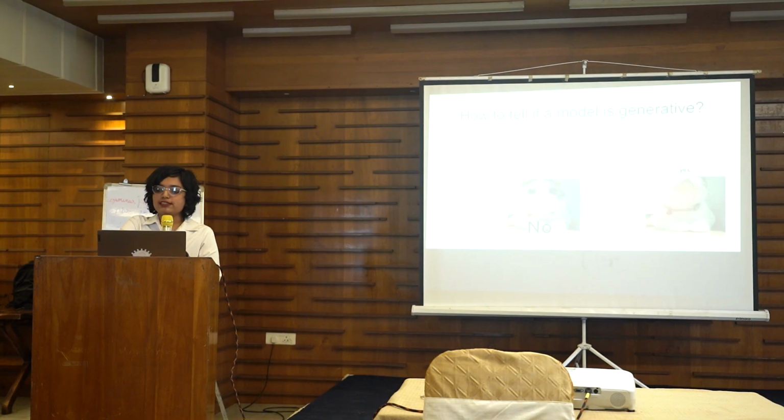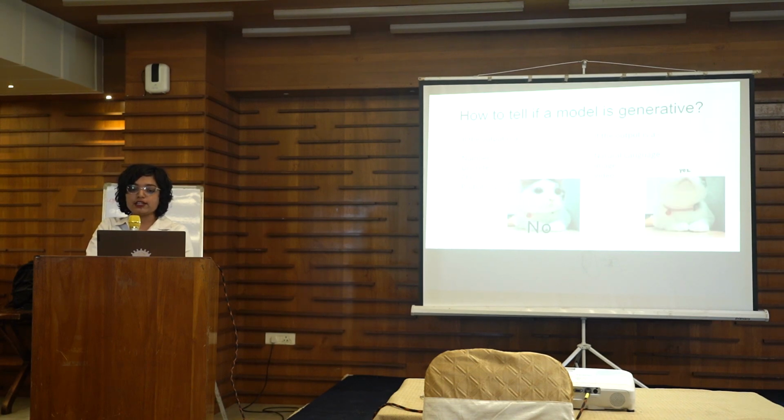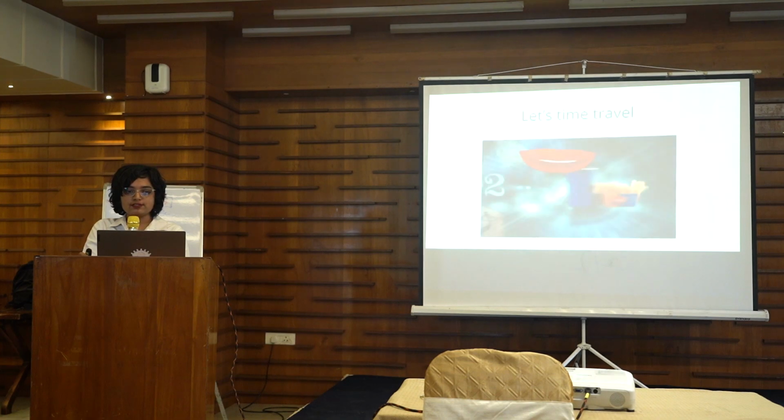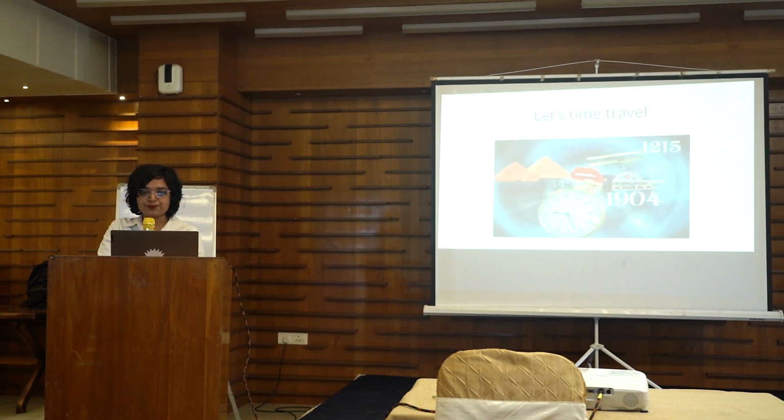So how to tell if a model is generative? If the output is a number, it is discrete, it is a class, or it is a probability, then it is a discriminative deep learning model. If the output is natural language, text, image, or video, then it is a generative model. So getting that out of the way, it's time to time travel.